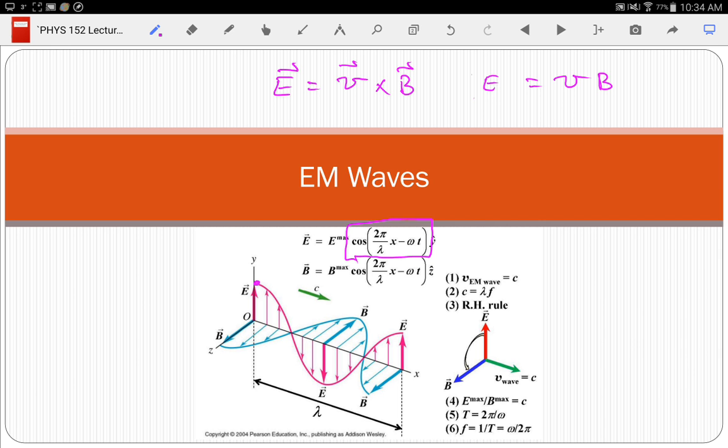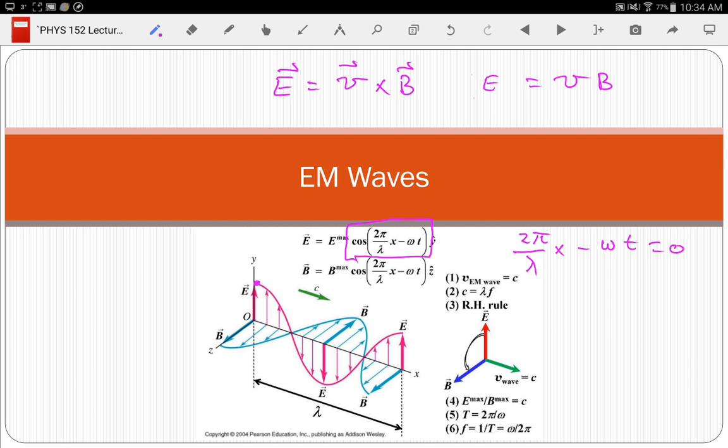0. Now, it could be 0 or 2 pi or 4 pi, etc. So let's go with 0 because that's the easiest one, since I get to choose. So I'm just going to make this argument 2 pi divided by lambda. Do you remember what lambda stood for? The wavelength. X minus omega t. Do you remember what omega was? Yeah, it's the angular frequency. It's the frequency in radians per second, is equal to 0.